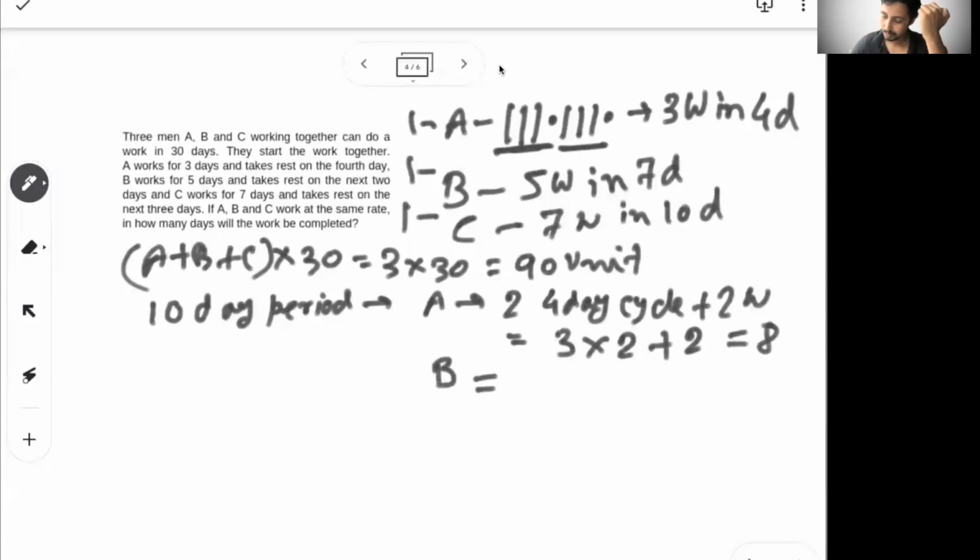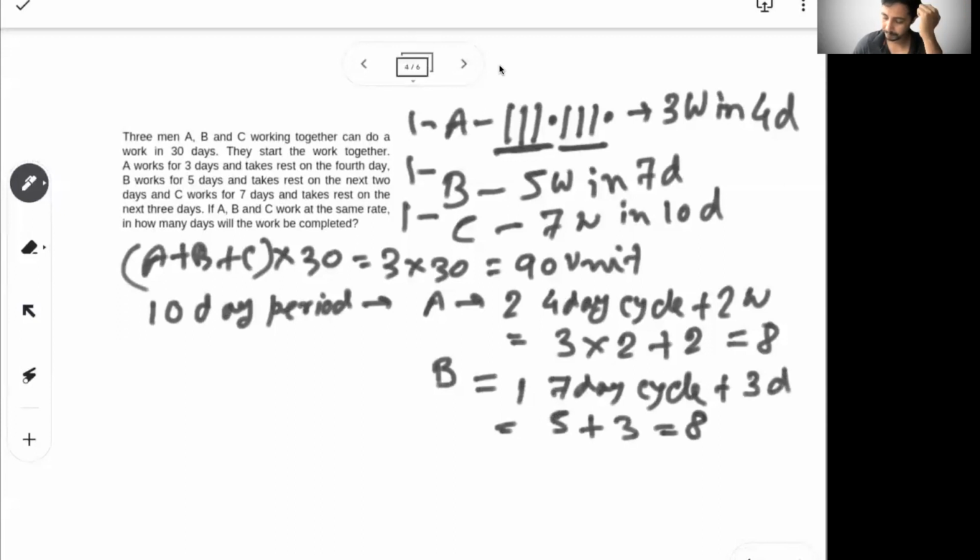B is having one 7-day cycle plus 3 days, 3 working days. So in one 7-day cycle, B is doing 5 units, 5 plus 3, 8 units again.